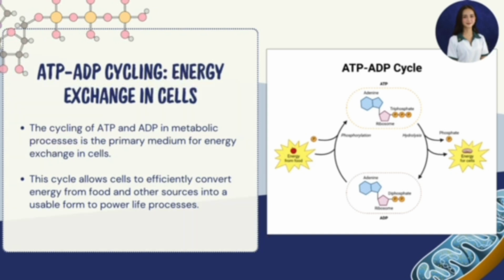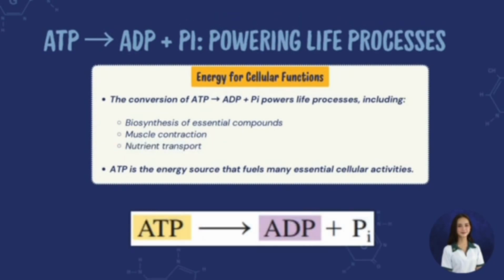Next, we have the ATP to ADP plus Pi, or inorganic phosphate, powering life processes. The conversion of ATP to ADP plus the inorganic phosphate includes the biosynthesis of essential compounds, muscle contraction, and nutrient transport. As we all know, ATP is the energy source that fuels many essential cellular activities.